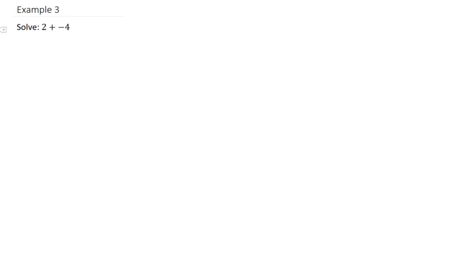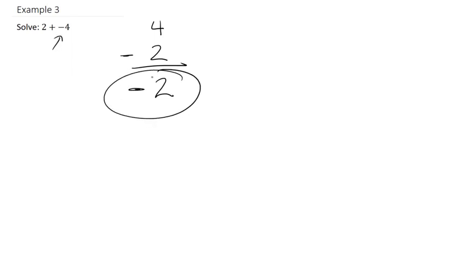Now let's look at another example. Example 3. Solve for the following. We have 2 plus -4. So what we could do is go 4, and we have 2, and we can go ahead and subtract. So 4 minus 2 is equal to 2, but we take the sign of the larger number, which is -2.